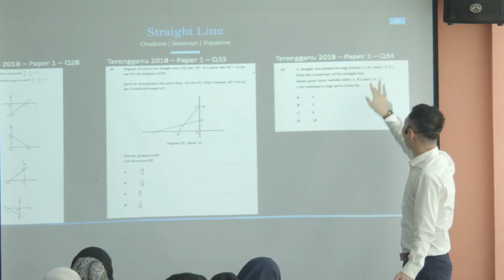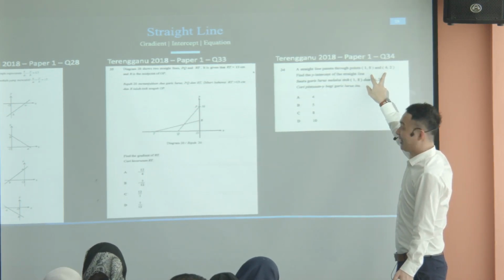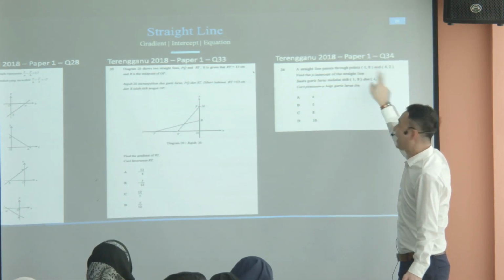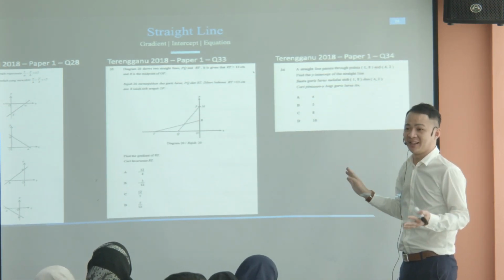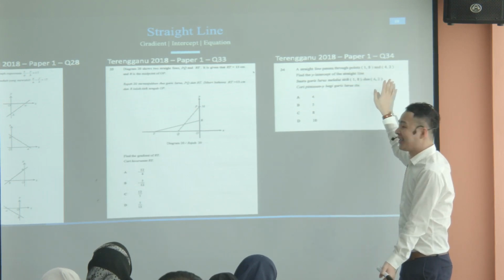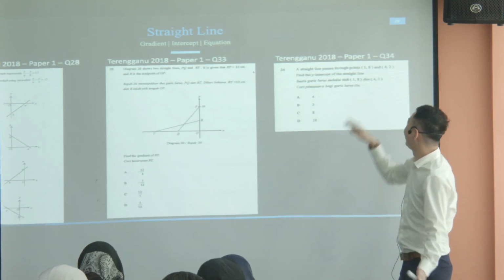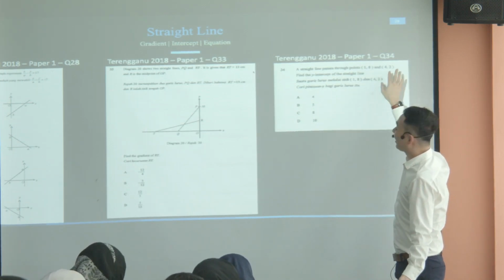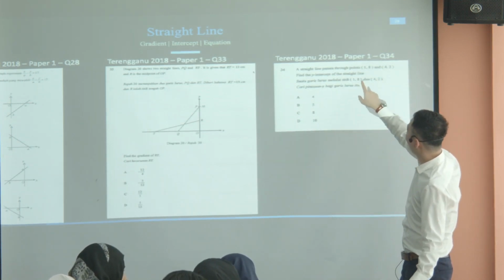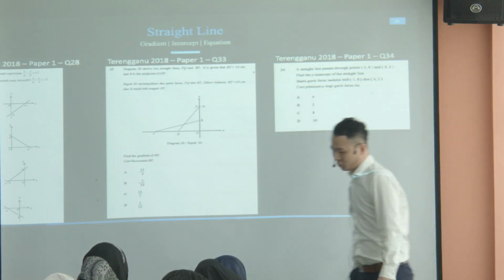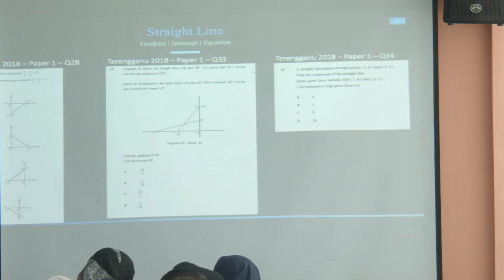So over here, I need to find the gradient first. Then I use one of the coordinates. Either one will give me the same value of c. You don't need to worry about which coordinate to use, as long as it's on the line, I can use either one. Then I form the equation and find the y-intercept. So I have two coordinates here.